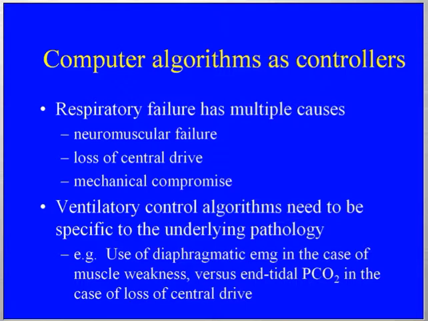For example, if you had a case of diaphragmatic weakness, but the electroneurogram was still okay, then you might be able to use a measure of that to drive a ventilator. On the other hand, if you had loss of central drive, the electroneurogram wouldn't do you any good, so you'd have to use something like end-tidal PCO2 as a signal on which to decide whether you'd been ventilating appropriately or not.